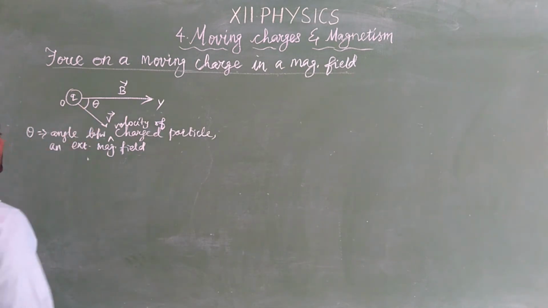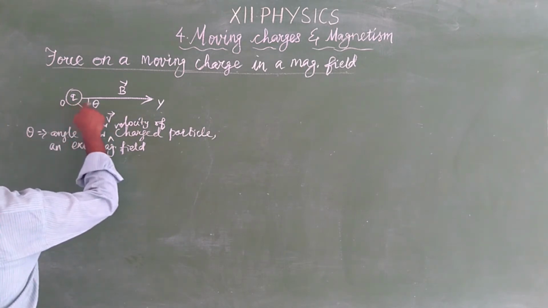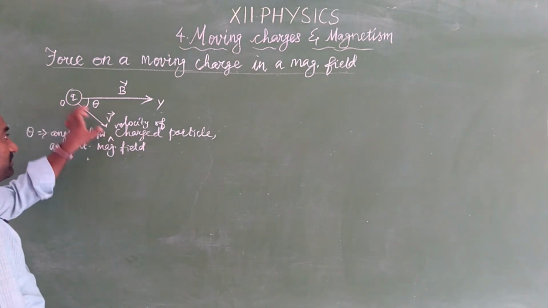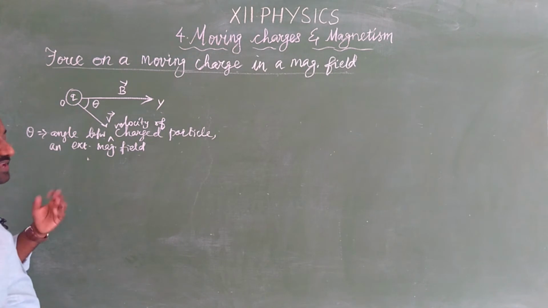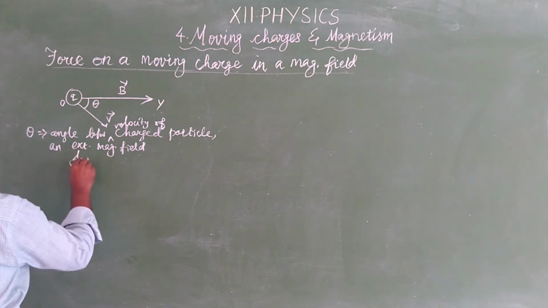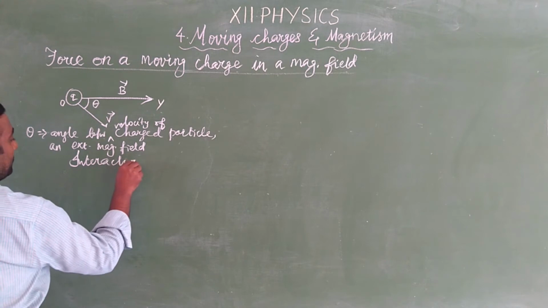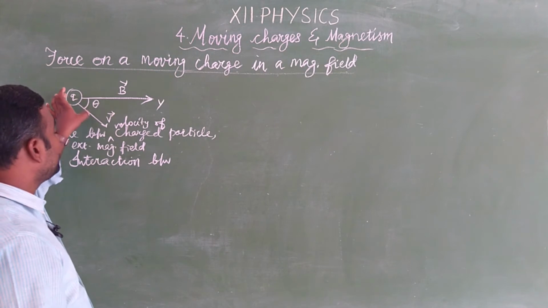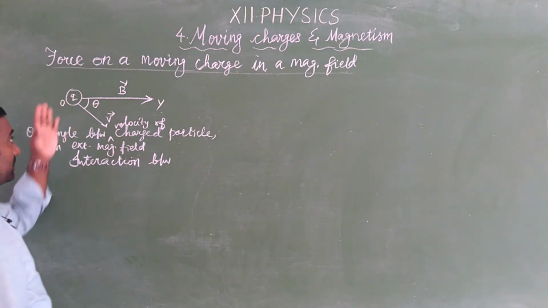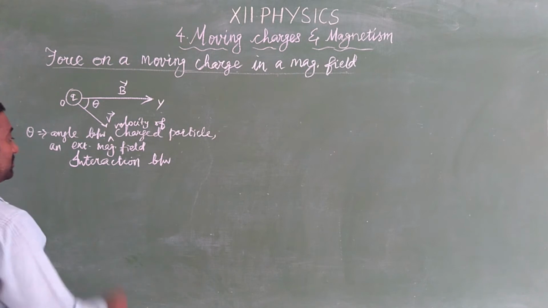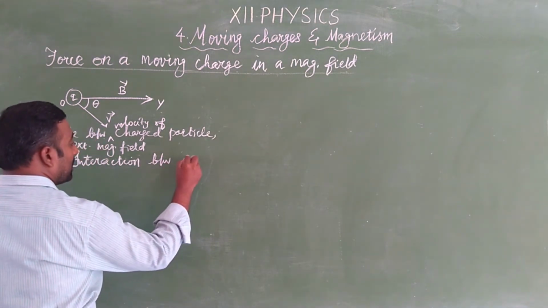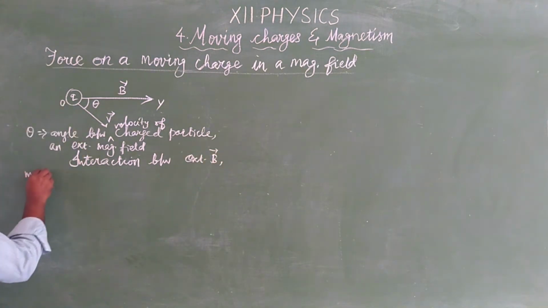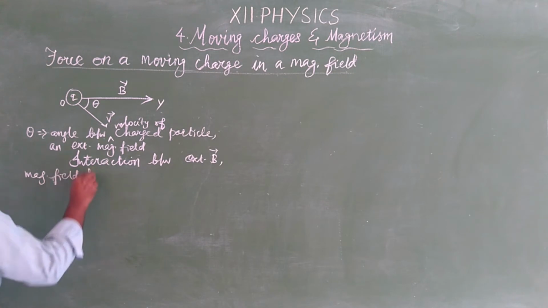Now there is an interaction that takes place. There is an interaction between the magnetic field produced by the moving charge and the already existing external magnetic field. There is an interaction between the applied magnetic field and the magnetic field created by the moving charge. So upon the charged particle, it experiences a force.